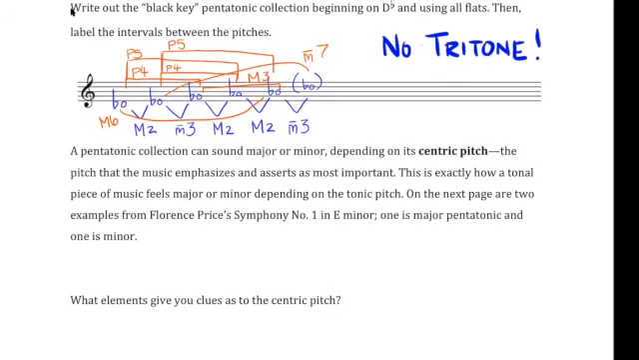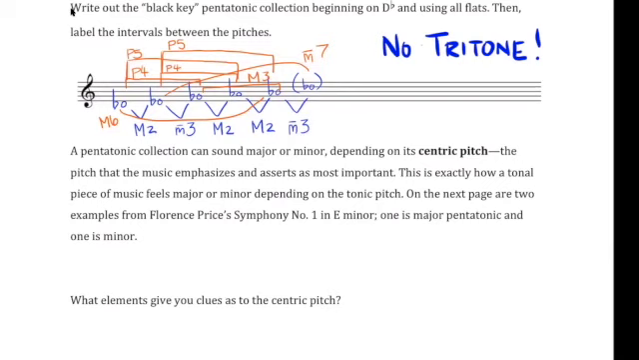Your pentatonic collection can actually sound major or minor, and there are lots of factors that go into that. One of the important ones is this idea of pitch centricity, your centric pitch. That's the note that the music emphasizes and asserts to us as listeners that it is most important. In tonal music, we call that tonic, and I'll probably still refer to it as tonic in some ways when we're discussing these examples. But your centric pitch is your most important note, and the music will signal that to us in a variety of different ways.